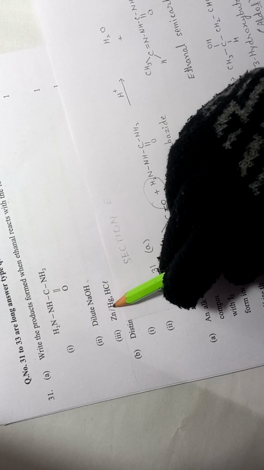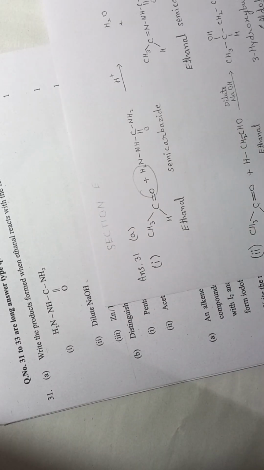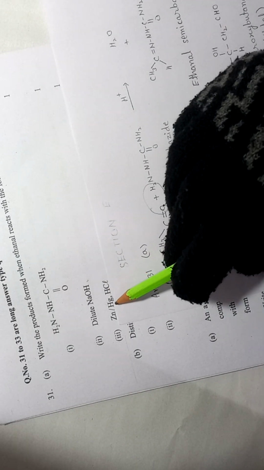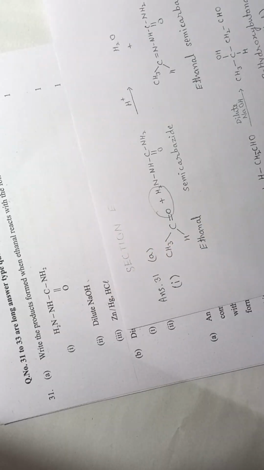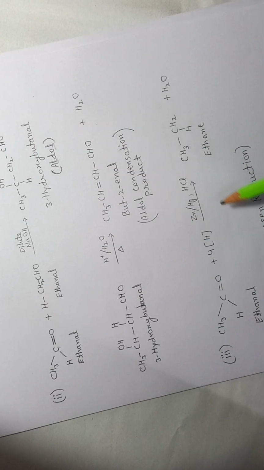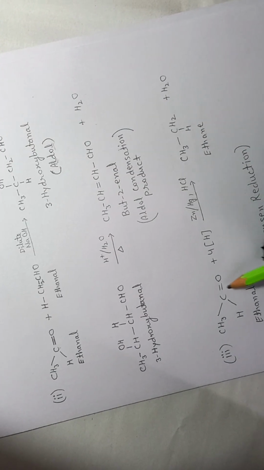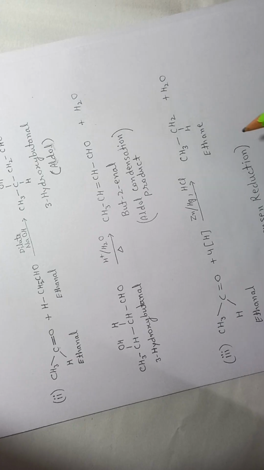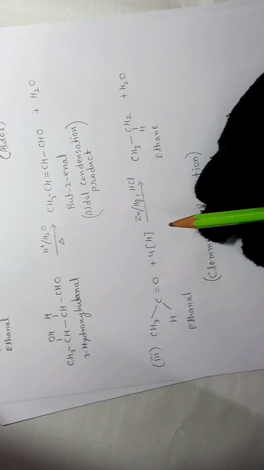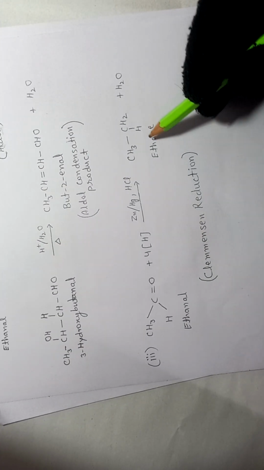And next part is zinc amalgam and HCl. When acetaldehyde, or this ethanal, is treated with this reagent, reduction of the aldehyde group takes place. This is Clemmensen reduction, and we get ethane.